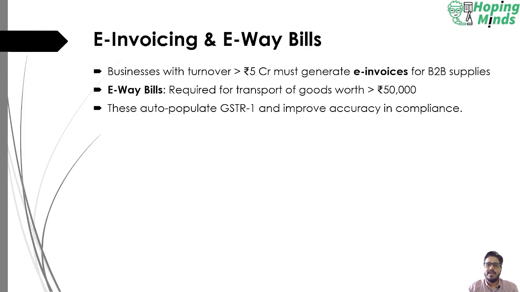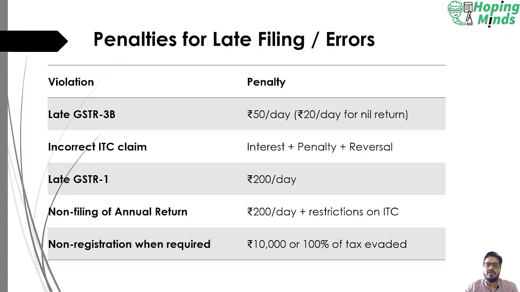Next is e-invoicing and e-way bills. Businesses with turnover of more than 5 crores must generate e-invoices for B2B supplies. E-way bills are required for transportation of goods worth rupees 50,000 or more. The data fed on the e-way bill portal gets automatically populated in GSTR 1 returns to improve the accuracy and compliance.